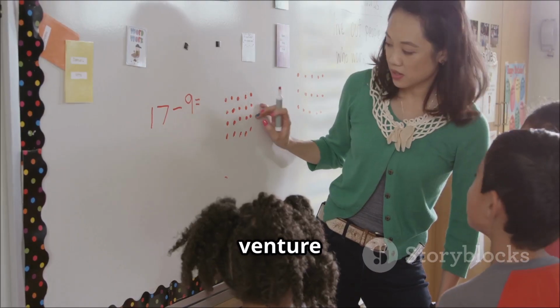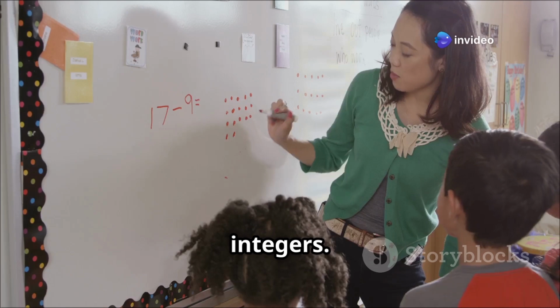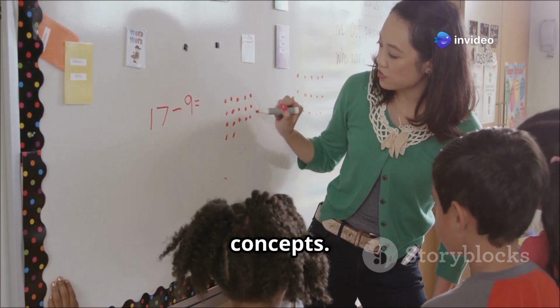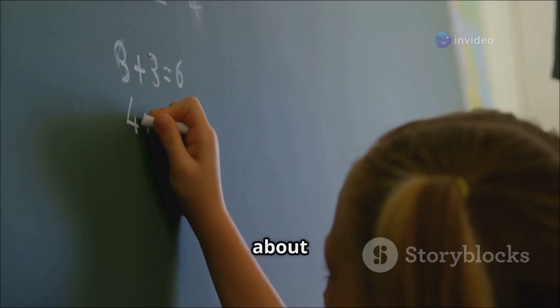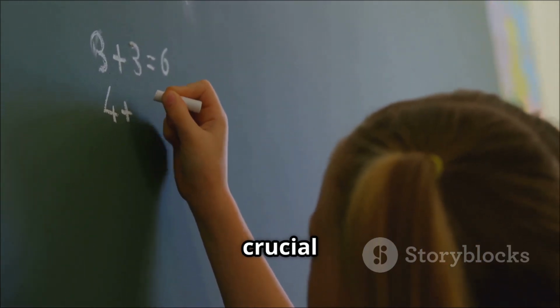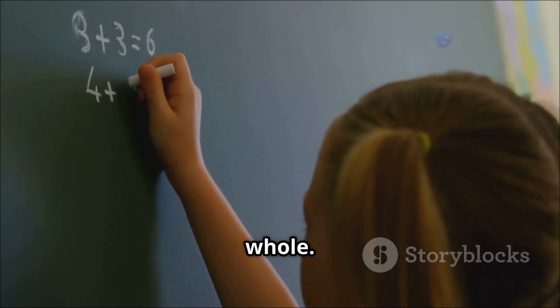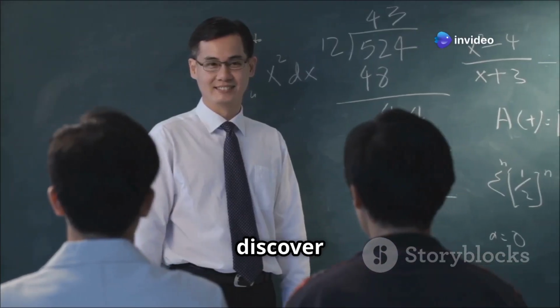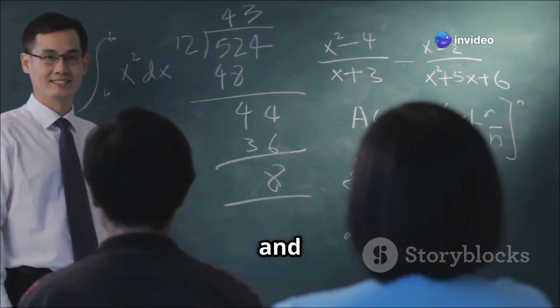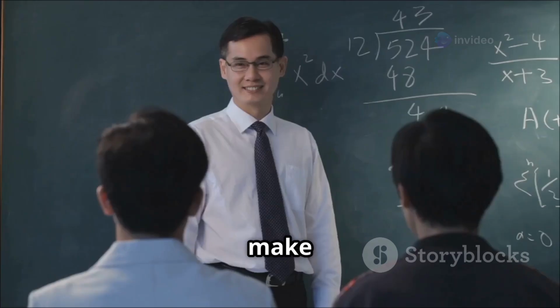We will then venture into the world of negative numbers with integers. Understanding these will help us grasp more complex concepts. Next, we will learn about rational numbers, which include fractions. These numbers are crucial for understanding parts of a whole. Finally, we will discover the intriguing world of irrational numbers. These numbers, like pi and √2, have unique properties that make them fascinating to study.